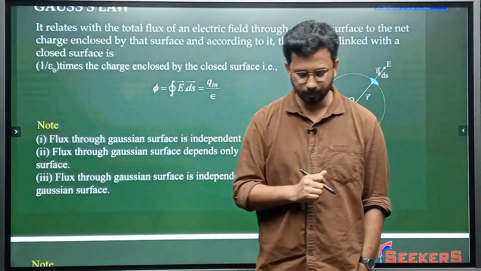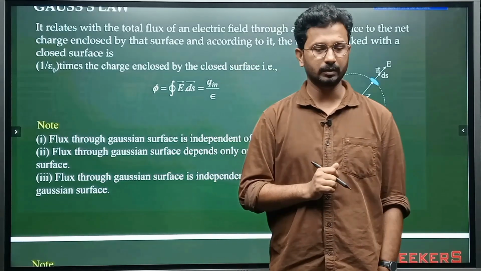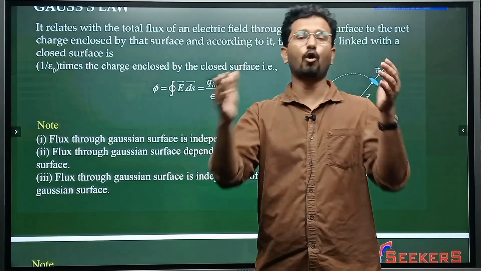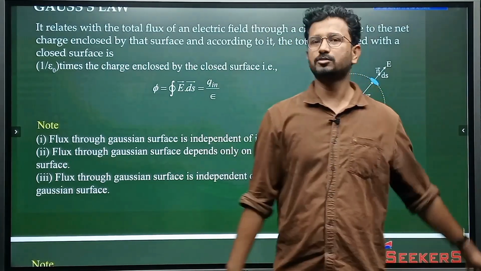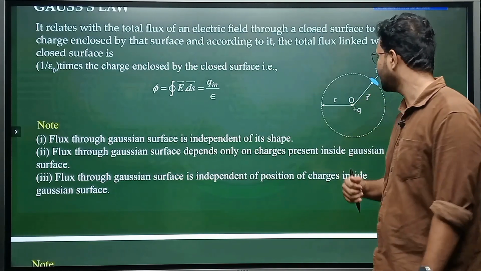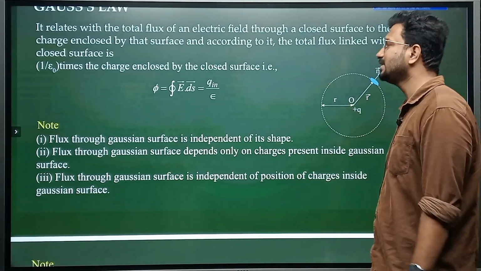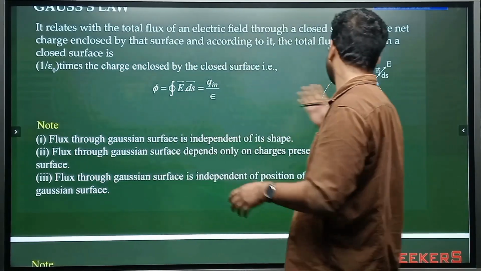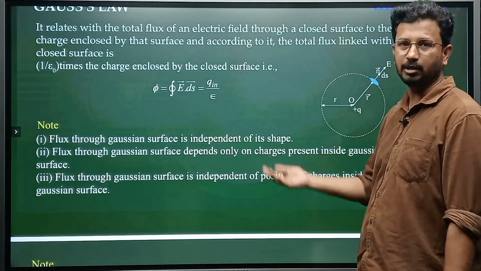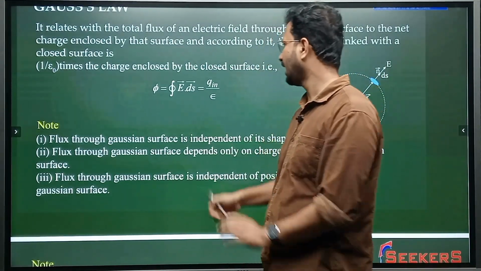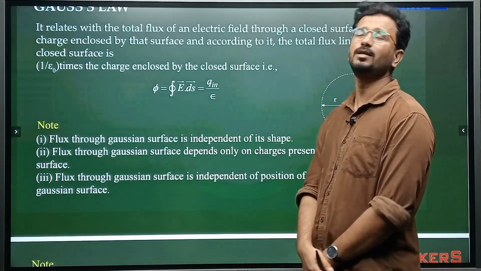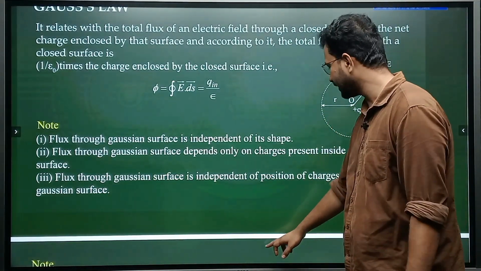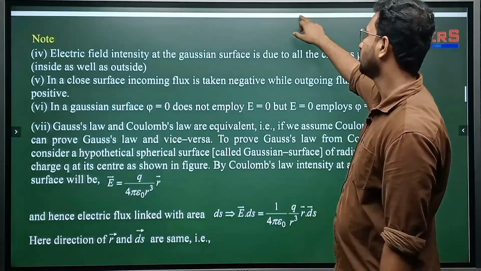Also, one thing you should note down is that on the LHS, the electric field represents the electric field due to all the charges present in the vicinity. It's not only due to the charges inside the sphere or outside the sphere. It's the sum of the electric field due to all the charges present, whether inside the Gaussian surface or outside. And Q internal represents only the charge enclosed by the Gaussian surface. So this is the basic mathematical expression of Gauss law.